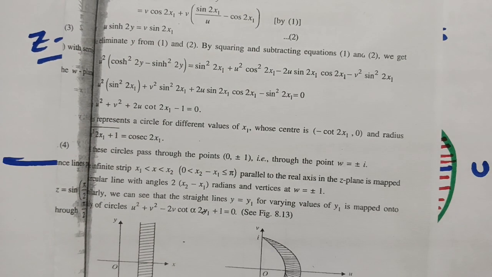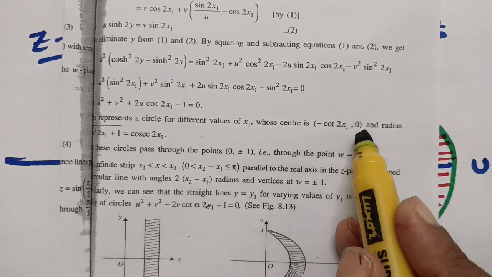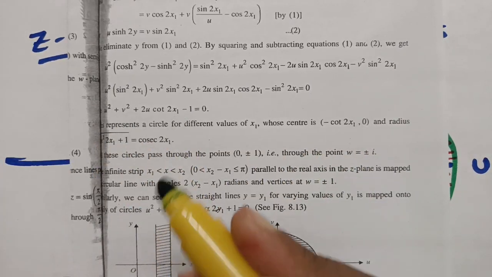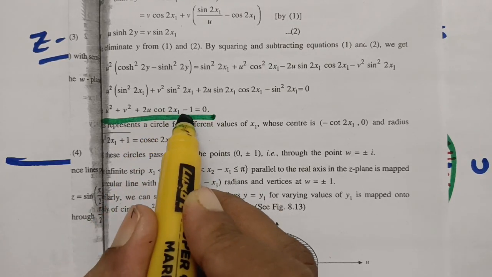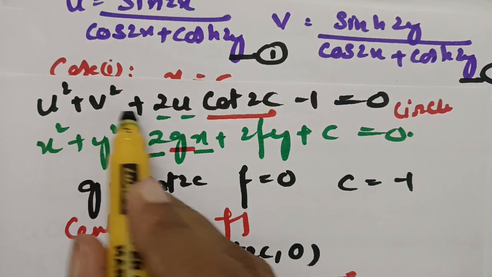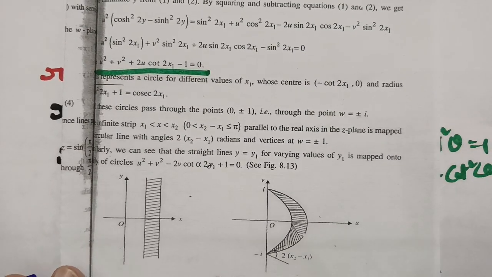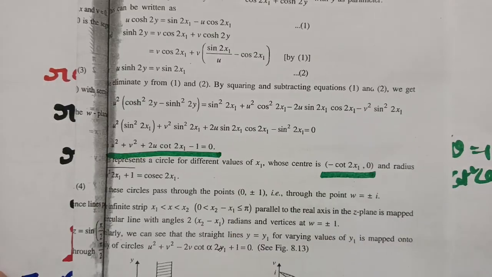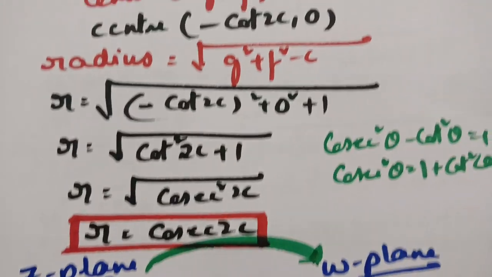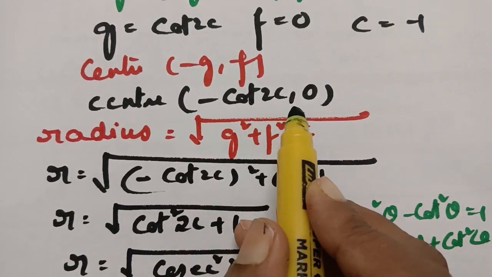So till here I have explained to you. This is the center value, and we got this as a circle. The circle equation is u square plus v square plus 2u cot 2c minus 1. So we got the circle equation from the textbook. They have taken the constant as x1, we have taken the constant as c, and therefore we got the center as minus cot 2c, 0, and here also we got a constant. So the circle has center minus cot 2c, 0, and radius cosecant 2c.